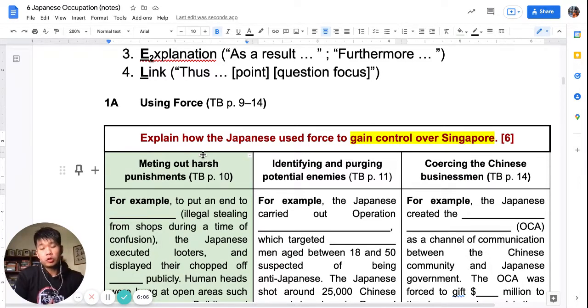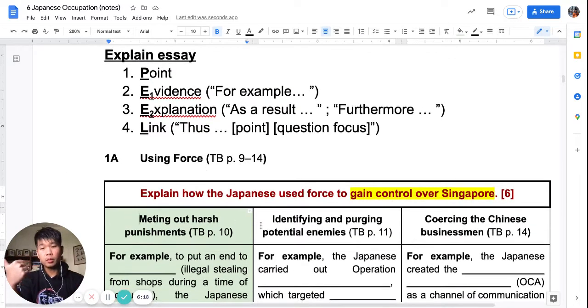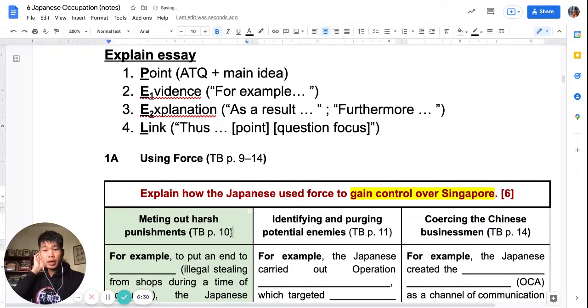Explain how the Japanese used force to gain control over Singapore. My point would be, one way the Japanese used force was to mete out harsh punishments. Another way the Japanese used force, right, my point, another way the Japanese used force was to identify and purge potential enemies. So the point is actually your ATQ. You need to answer the question, plus the main idea. It's the ATQ plus the main idea. How did the Japanese use force to gain control? One way, to mete out harsh punishments. Second way, to purge enemies. Third way, to coerce the Chinese businessmen.